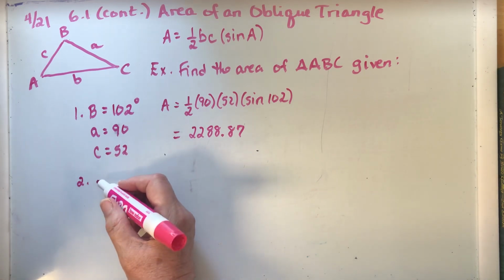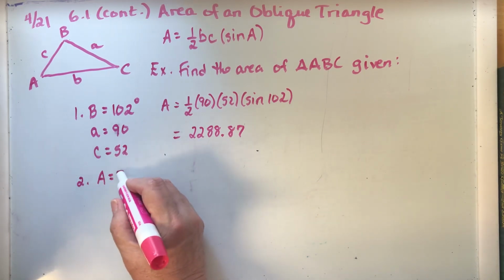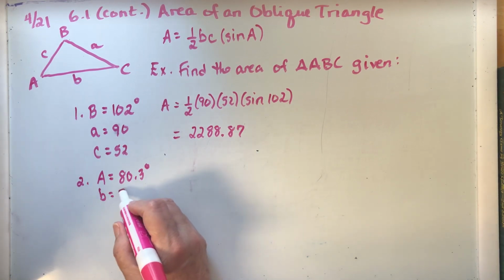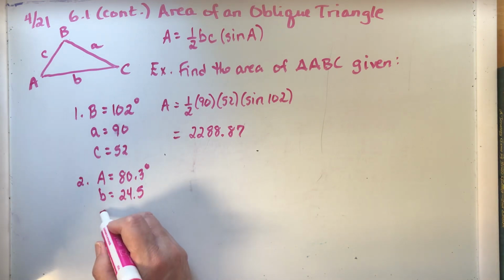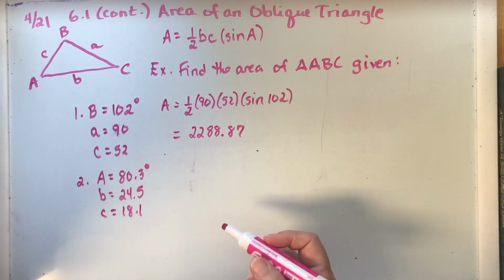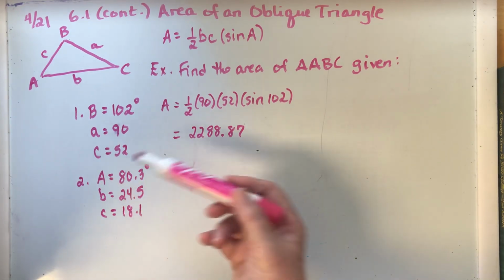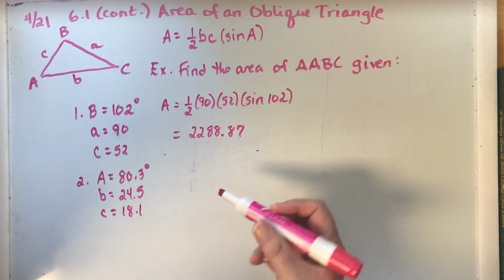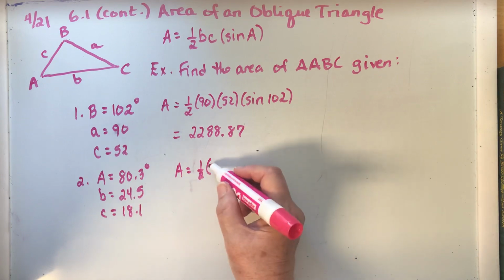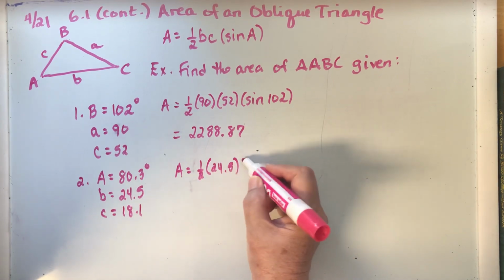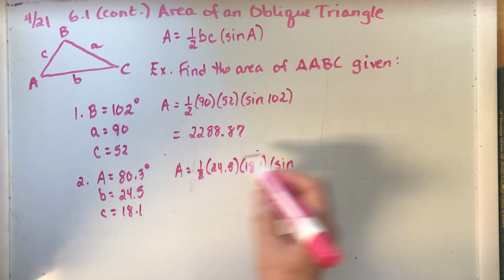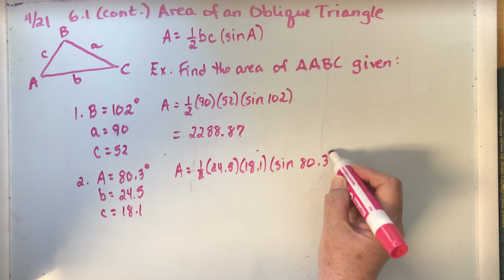All right, so example 2. Suppose you're given that angle A is 80.3 degrees, that side B is 24.5, and we need side C then. It's going to be 18.1. They're not going to be tricky with their information. They're always going to give you two sides and the angle that's included between them. So our area is going to be 1/2 times the two sides, so that's 24.5, times 18.1, times the sine of the angle between them, so that's going to be the sine of 80.3.